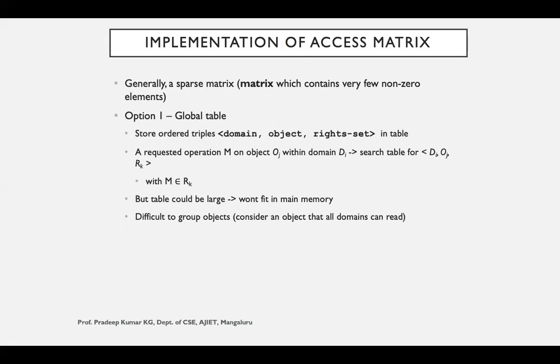The second one is the global table. If it is a global table, it should have triples, nothing but 3 sets of values. The first set of values is domains, the number of domains. The second one is object. The third one is rights set. The rights set is nothing but all those permissions, and it should be in this particular order only. So how to read if you have this kind of setup? That is a request for operation M on object OJ within domain DI. Then we can look for the triple.